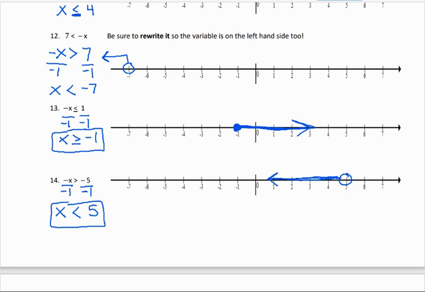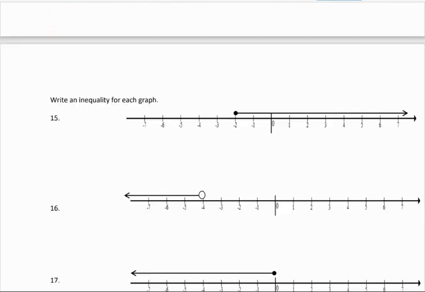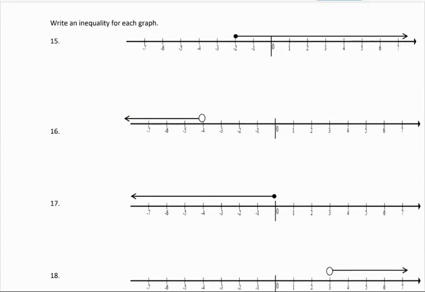All right, so the last page is different because it's now giving us the graphs and we need to write the inequality. So if we look at the graph, the first thing we're going to look at is where is the circle, because that's the number we're going to use. So where is the circle on 15? It's at -2. So what we're going to do is we're going to have our variable. We're going to have an x. I'm going to leave some space, and then we're going to have the number.